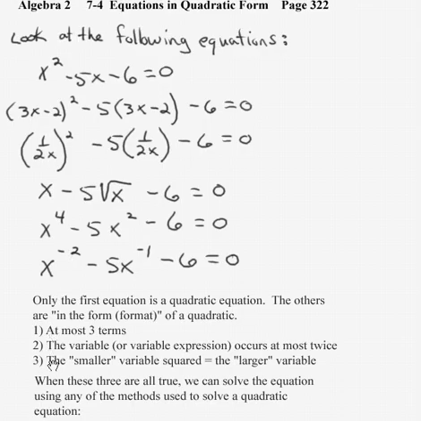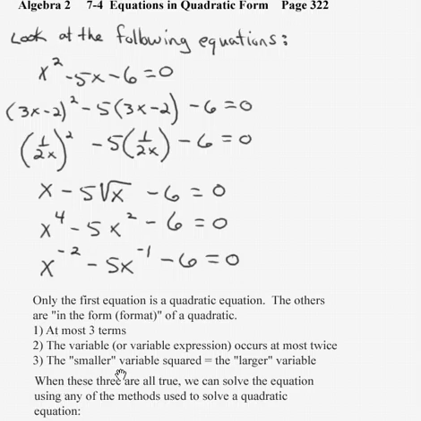And then for all of these, if we look at the smaller of the 2 variables and square it, we would get the larger variable. So x to the first, we square it, we get x squared. Think of the parentheses as the variable expression, that's the smaller one. Square it, you get the larger one. Same thing here, the parentheses, square it, we get the larger one. Square root of x, when you square it, we get x. X squared, you square it, you get x to the fourth. X to the negative first power, you square it, you get x to the negative 2.